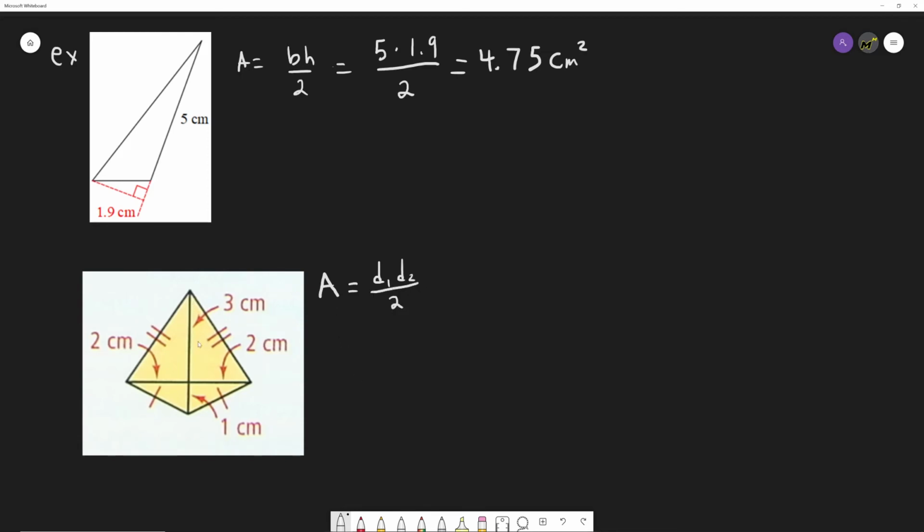So diagonal 1, we said, what, 3 plus 1? That's going to be 4. And then diagonal 2, oh, hey, what do you know? That is also 4. And divide this by 2. Okay, 16 over 2 will give you 8 centimeters squared.